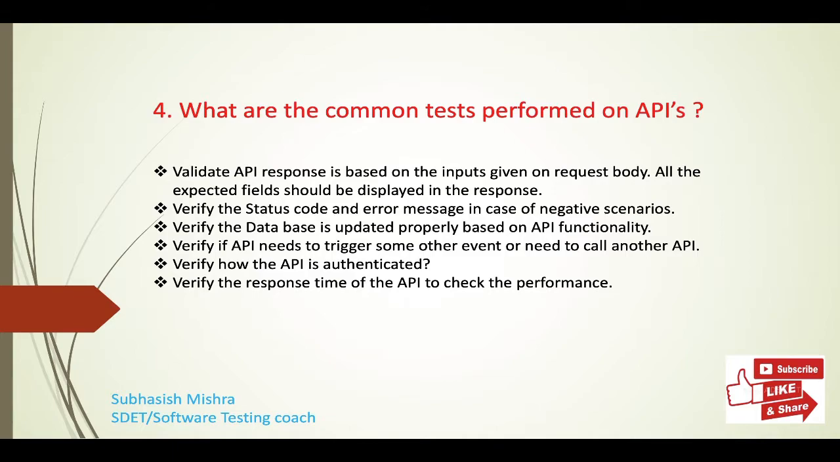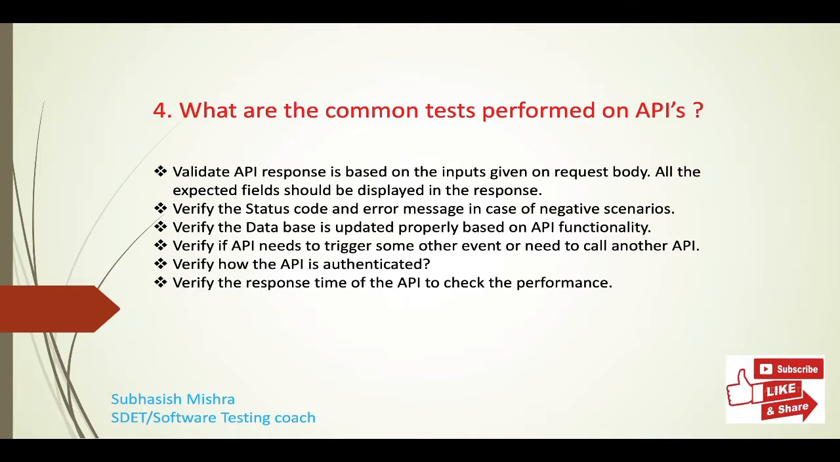So our API should give us an error telling that mobile number should be more than 10 digits, and the status code should be 400 bad request. We need to validate these status codes and error messages also. We need to verify the database is updated properly based on API functionality.